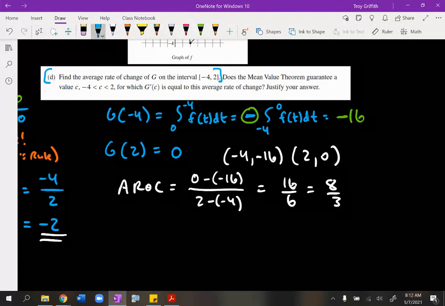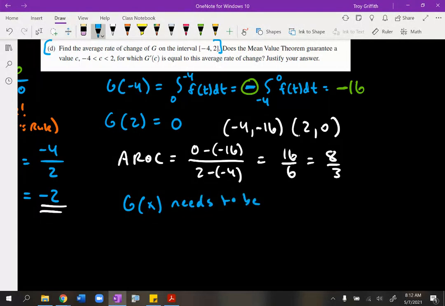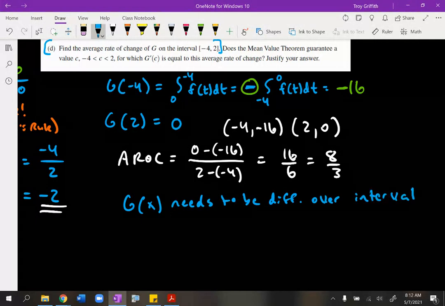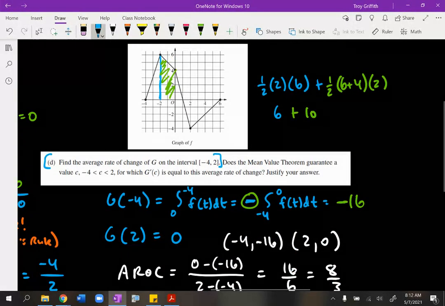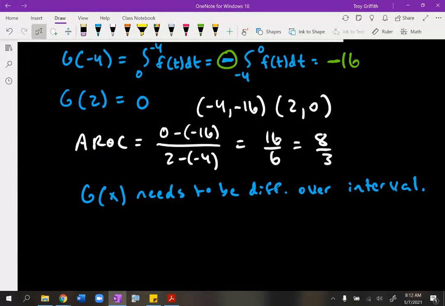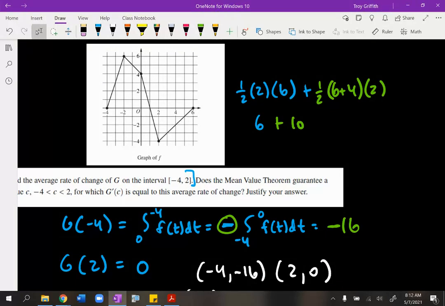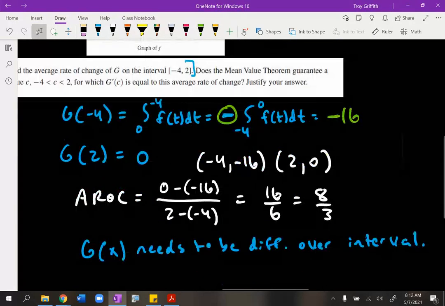Okay, in order to use the mean value theorem, g of x needs to be differentiable over the interval. Okay. Well, here's the thing. The thing that we're currently looking at is f of x, and since f of x is continuous, in other words, it doesn't have any breaks, gaps, or anything like that, we know that g of x has to be differentiable. Okay. Because in order to be differentiable, it means the derivative exists at every place, and we can see that f of x exists everywhere. Okay, and so f of x is continuous.